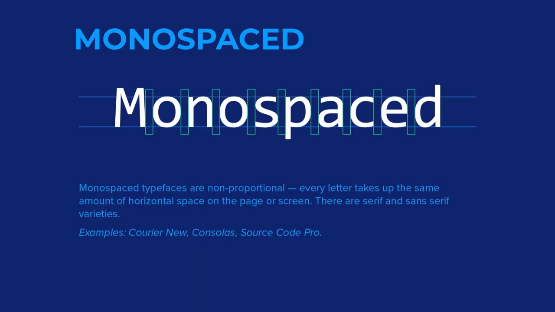Then monospace, also called fixed pitch, fixed width, or non-proportional font, is a font whose letters and characters each occupy the same amount of horizontal space. That is, every letter takes up the same amount of horizontal space on the page or the screen. It's worth noting that there are serif and sans serif varieties of monospace. Examples of fonts that fall into this category are Courier New, Consolas, Source Code Pro.